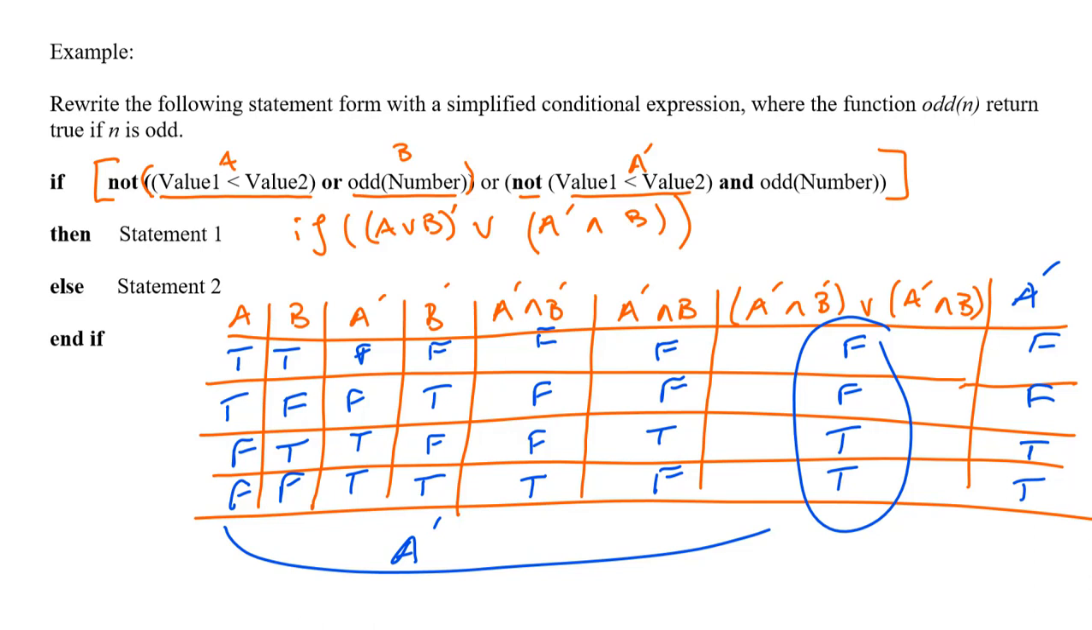So the whole thing, if we want to rewrite it, our condition would be if not A, if not value 1 less than value 2. So as you see, the odd function call is not even needed. So you say if not A and then statement 1 and statement 2, because all of this is simplified as not value 1 less than value 2. So we can write a better condition for our algorithm if we understand the logic better and by using this truth table.